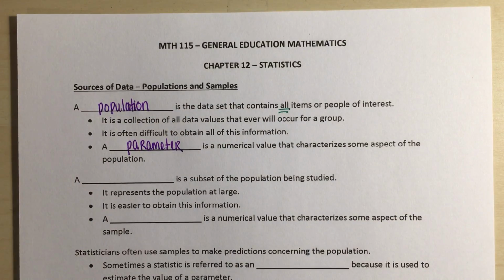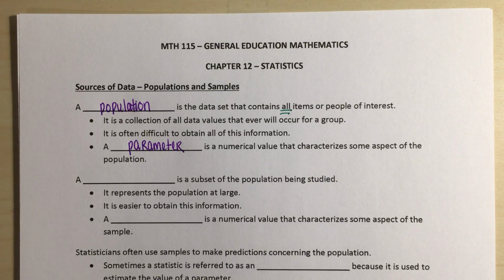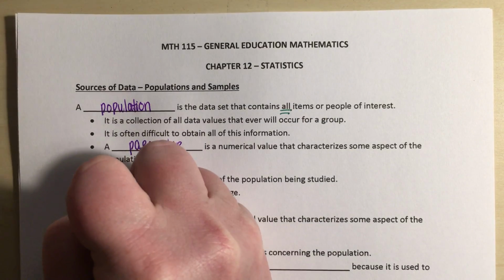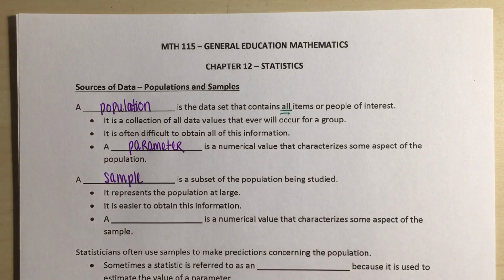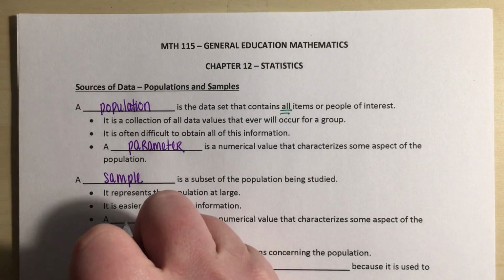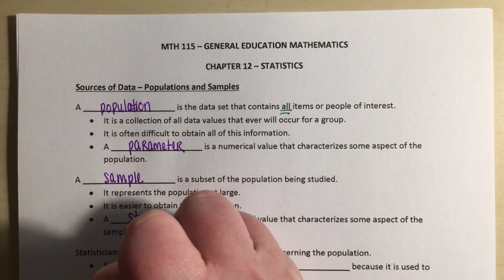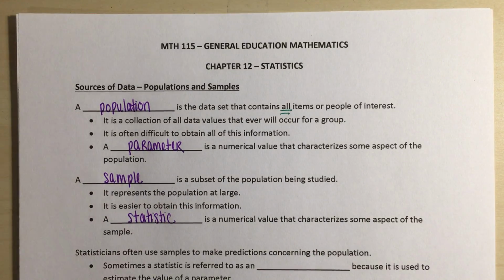Okay. Now, instead of looking at our entire group, we might be focusing on a smaller group or a subset of the population being studied. So a sample is a subset of the population being studied. It represents the population at large. It's easier to obtain this information because it's coming from a smaller group. And a statistic is a numerical value that characterizes some aspect of the sample.